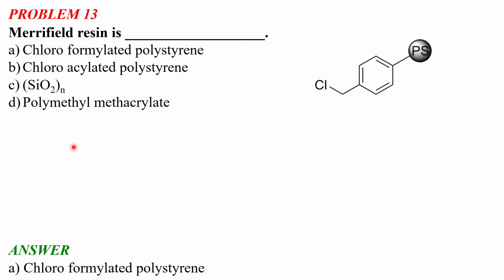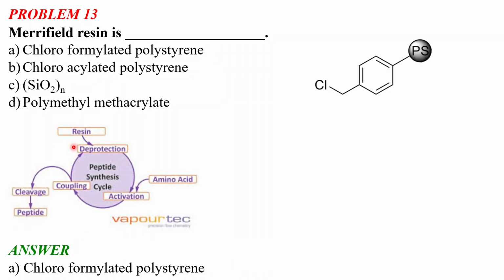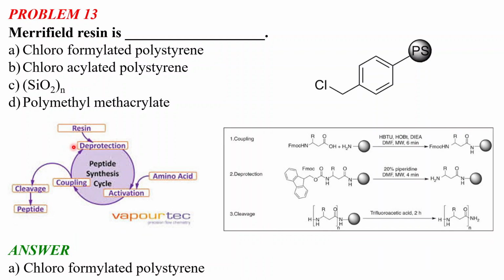So this is the structure, this is the chloroformylated polystyrene, which is known as the Medifil resin. Medifil resin is basically used in solid state peptide synthesis. So this is the solid state peptide synthesis cycle, where first we have the Medifil resin. First the deprotection happens, followed by activation and coupling. So these are the various steps, as you can see.